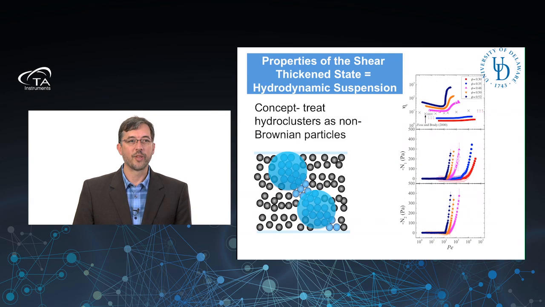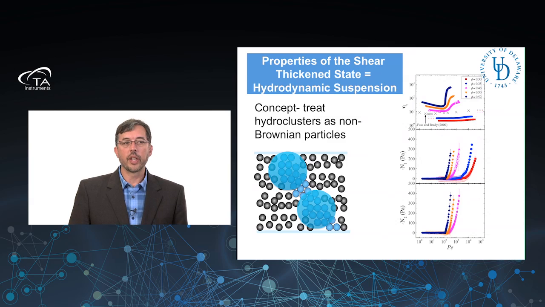Oops, sorry, jumped ahead. So let's take a look at the properties of the shear thickened state. Both the cartoons and the theory that I've shown you suggest that we should reach a plateau viscosity, at least up to a certain volume fraction. We should be able to reach a certain viscosity. And that's shown in the upper right plot there, where I have different curves that correspond to the relative viscosity as a function of shear rate.